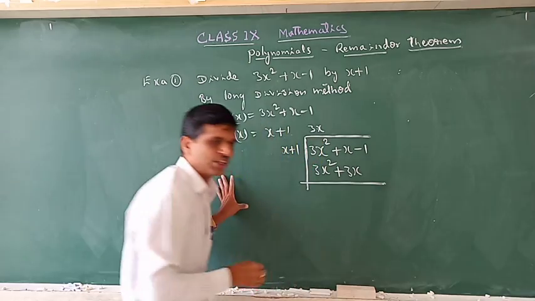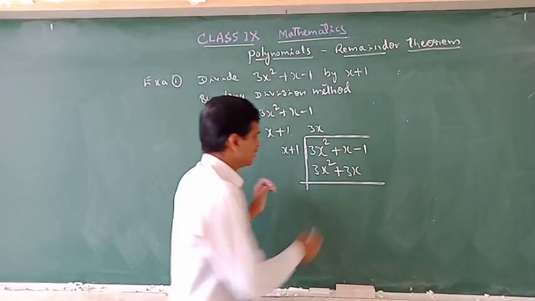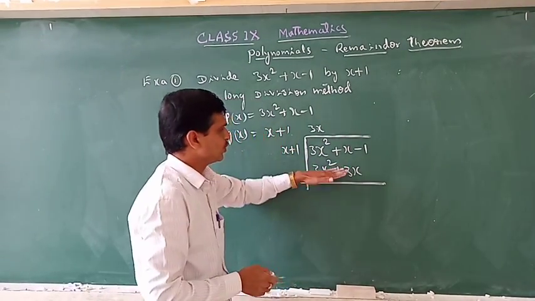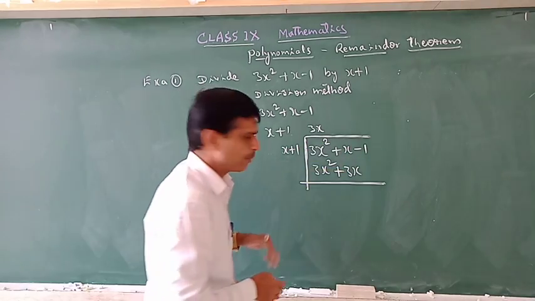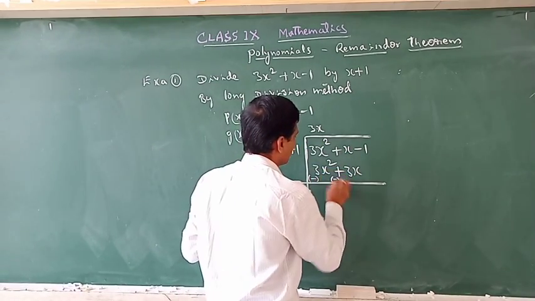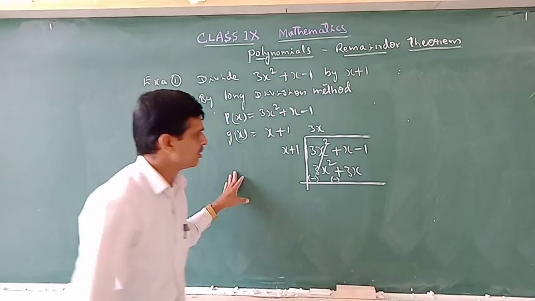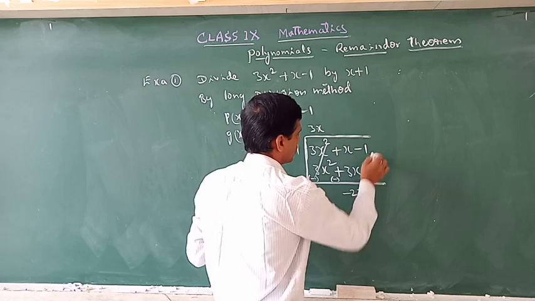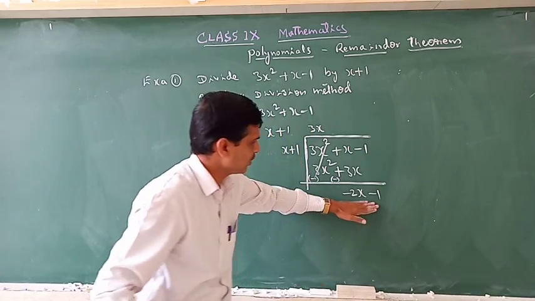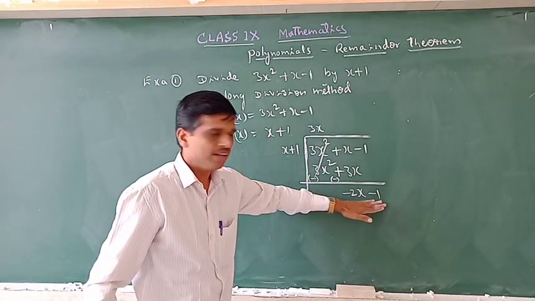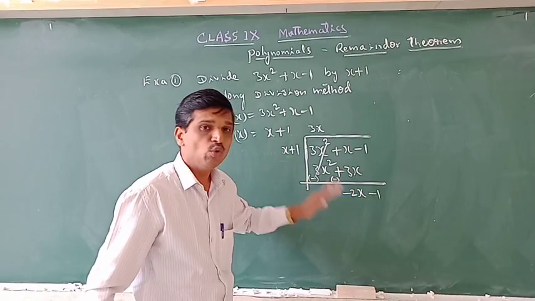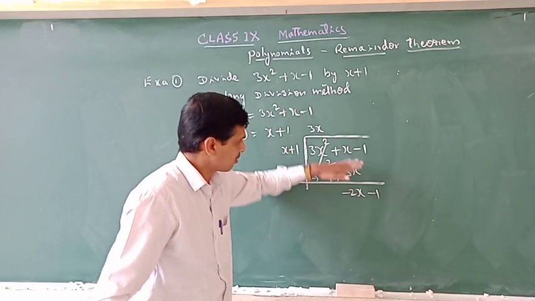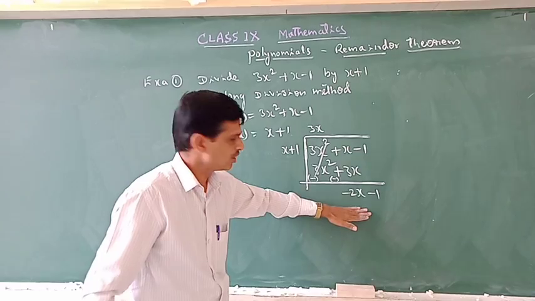Now, what can we do according to the second step? Subtract the product. This is the product that came over here, and you should subtract it from the given polynomial. That is, it becomes minus and it becomes minus, so here it is cancelled out. So x minus 3x, what happened? Minus 2x. What is the remainder? Minus 1. This is called the remainder, and it becomes the new dividend.